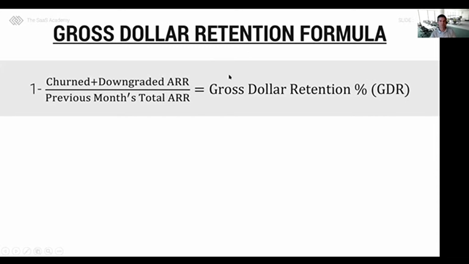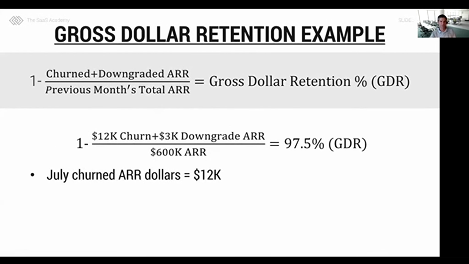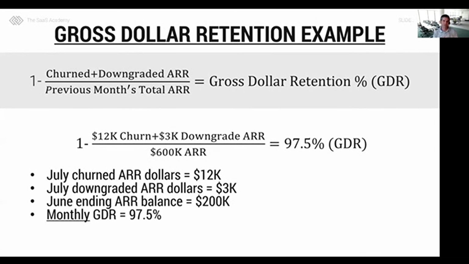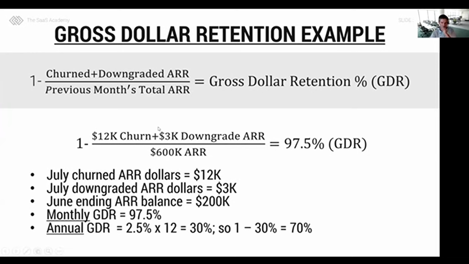So the GDR formula: in the numerator, we have churned and downgraded ARR or MRR divided by the previous month's total. And then we do 1 minus that to get a number like 90%, 95%, something like that. So a quick example. Let's say in July we churned 12,000. We had 3,000 in downgrades, so 15K of dollars going out the door. Our ARR balance at that point in time was 600K, and we take 1 minus that, and in this case we get 97.5% GDR. And again, this is monthly GDR, so we'd multiply by 12 to annualize.